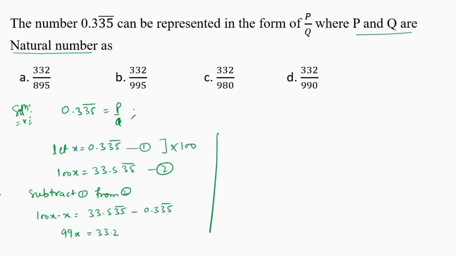So on further solving this we get x equals to 33.2 over 99, and when we remove decimal part we have to multiply the denominator by 10, so this will become 332 by 990. So 0.3 bar 35 can be written in the form of p by q as 332 over 990. That is option number D.